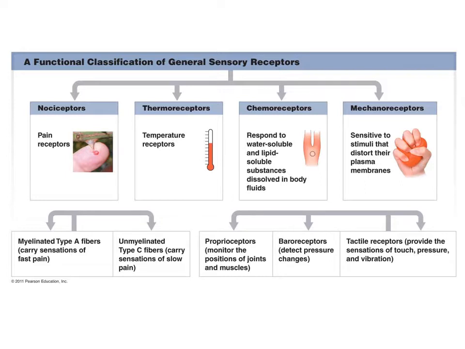Nociceptors detect pain. Thermoreceptors detect temperature. Chemoreceptors detect soluble molecules. Mechanoreceptors detect movement. These include position, proprioceptors, pressure, baroreceptors, and tactile, touch, pressure, vibration.